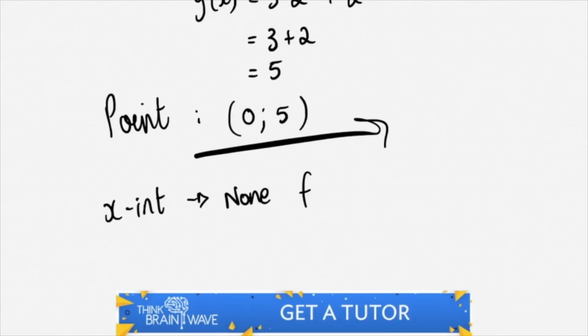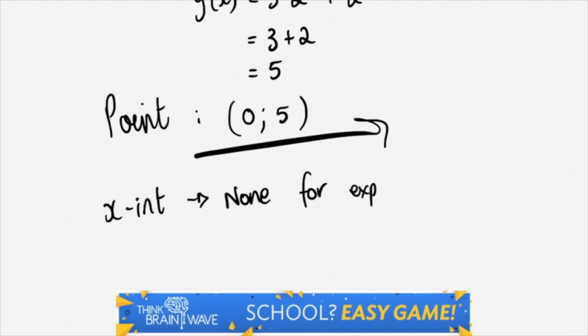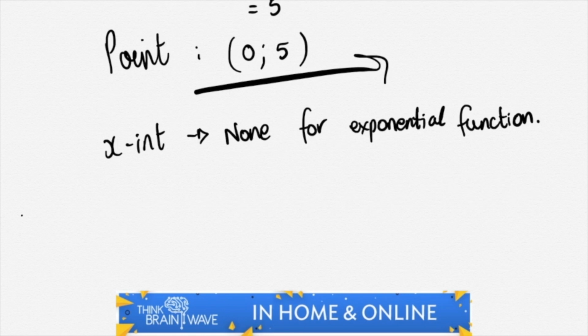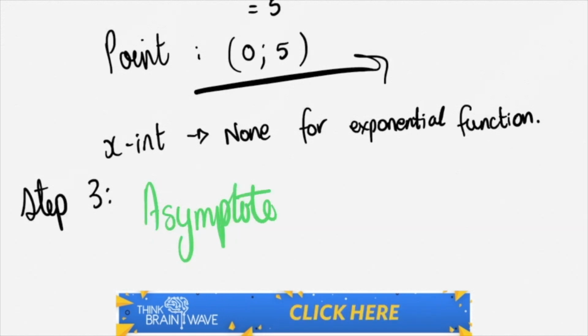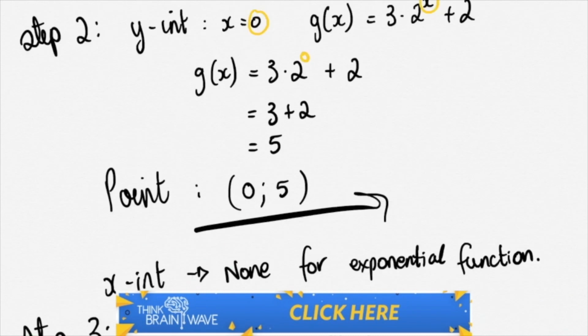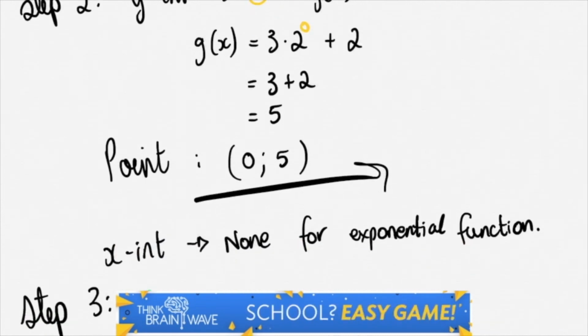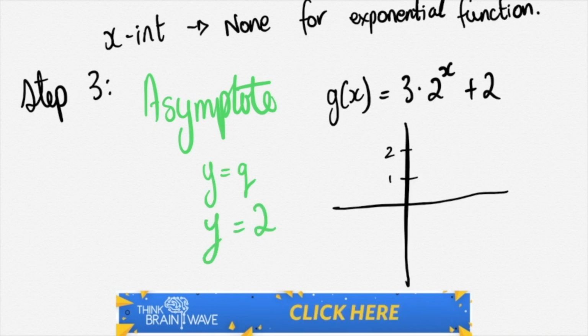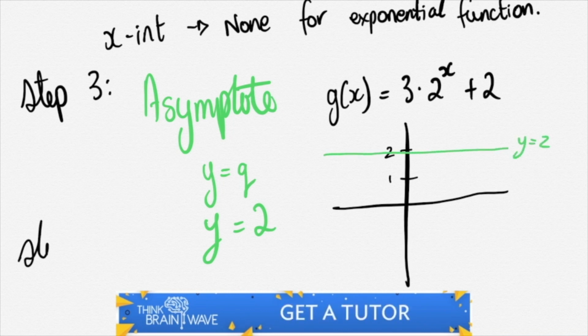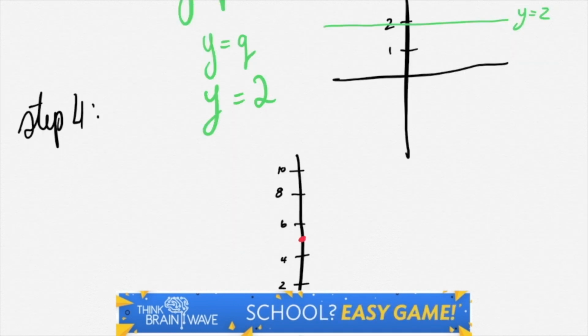We're also looking for our x-intercept, so we also realize that because there's an upward shift of 2 units, there won't be any x-intercept. Let's look at our asymptotes. We say our asymptote, we can clearly see it's 2, but let's just do a check. So let's say y is equal to q, so y is equal to 2. There we go. Therefore, we put in our asymptote over there. It's a horizontal one. It's actually an upward shift of your exponential graph.